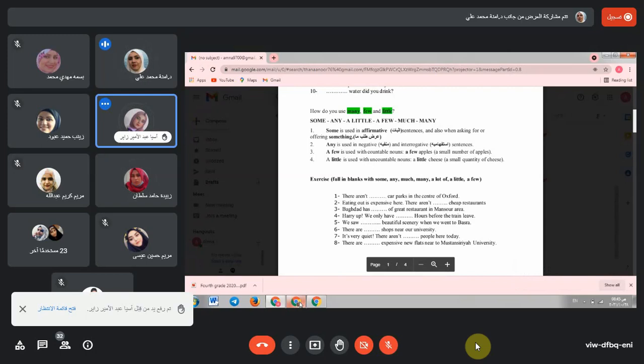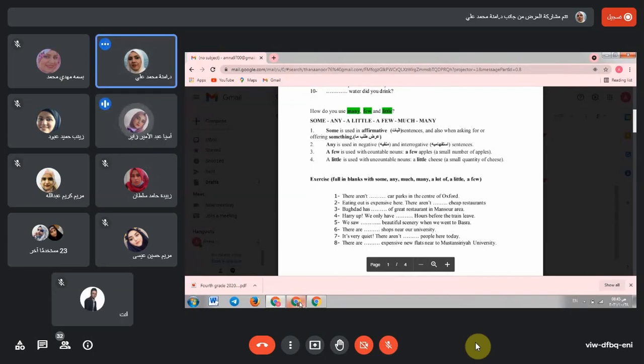ممكن can you read the sentence first? Any car parks in the center of Oxford. There aren't any, لأن الجملة negative. Why did you use any? دكتورة الجملة negative. It's a negative sentence. Excellent. Number two. Eating out is expensive here. There aren't any cheap restaurants. Excellent. There aren't any cheap restaurants, because the sentence is negative. Excellent.